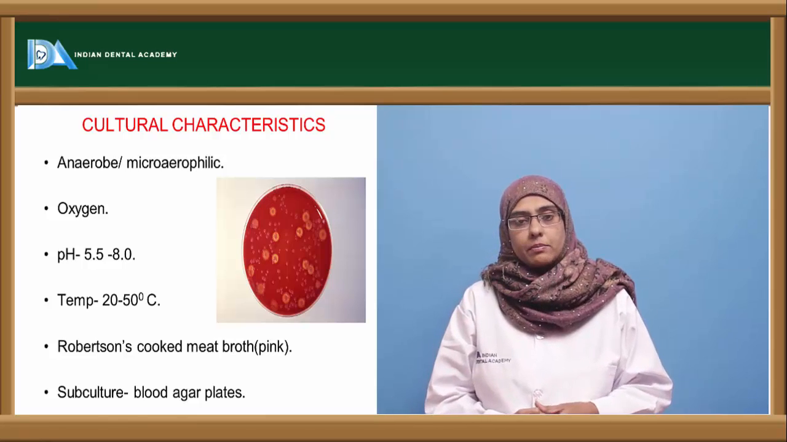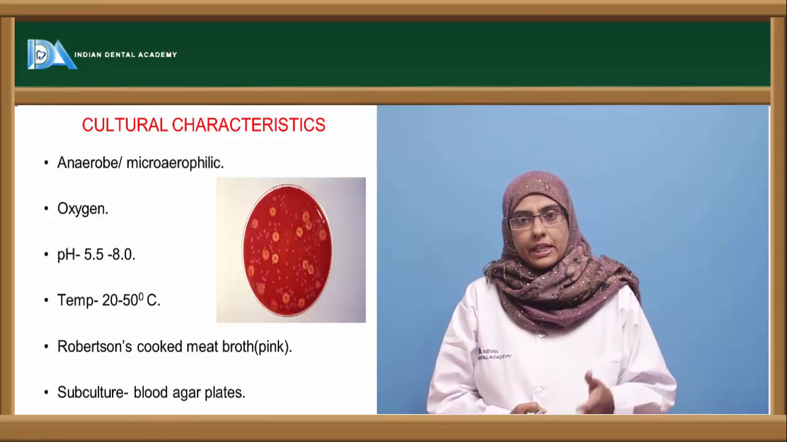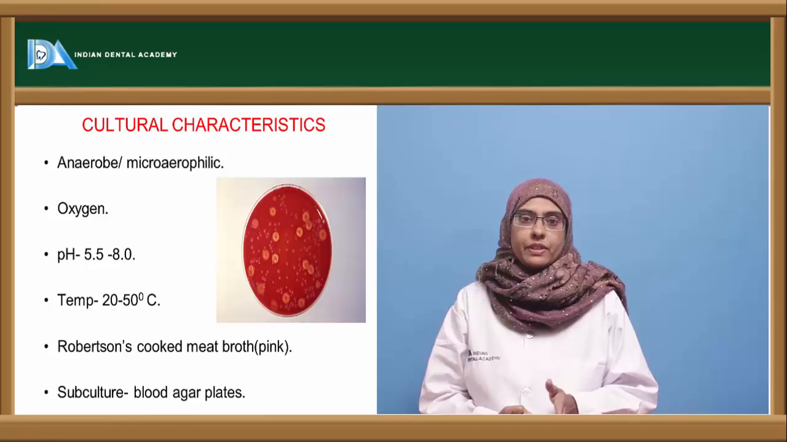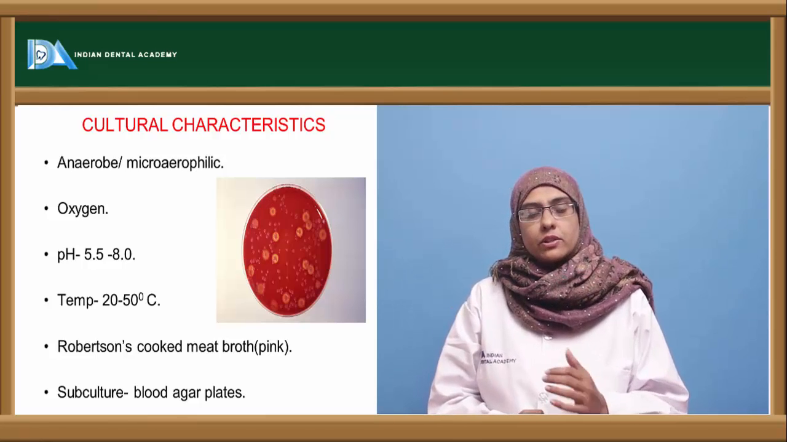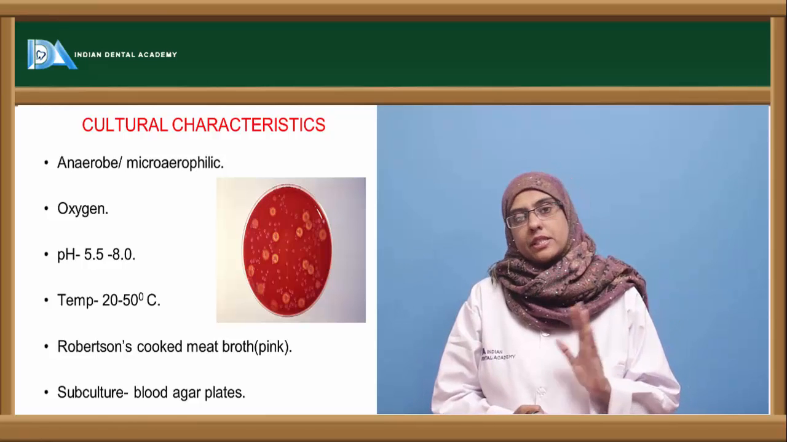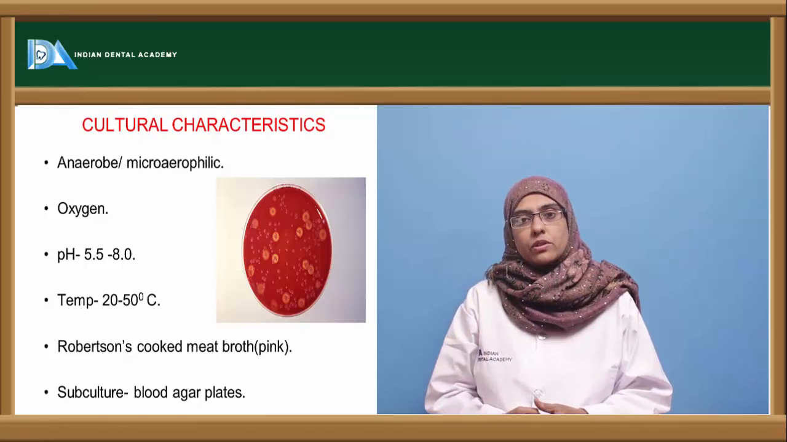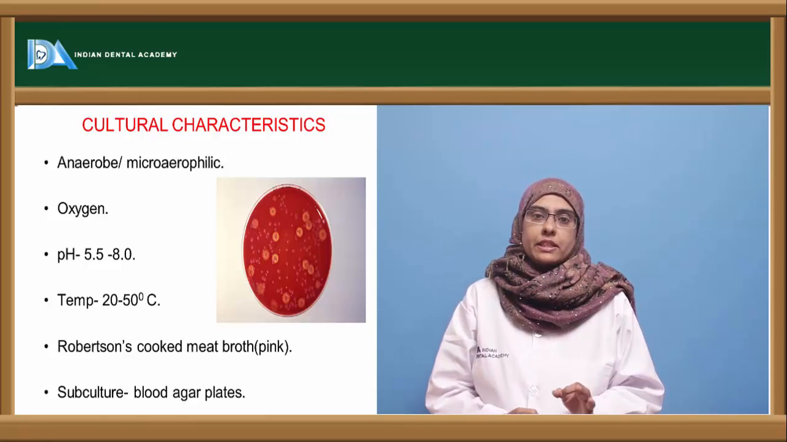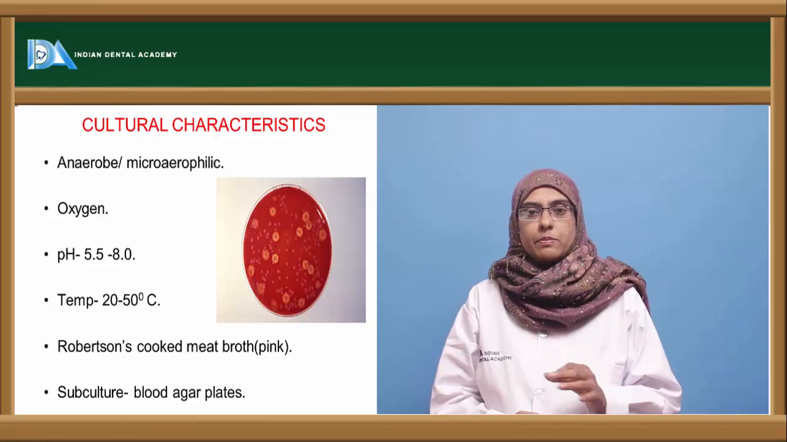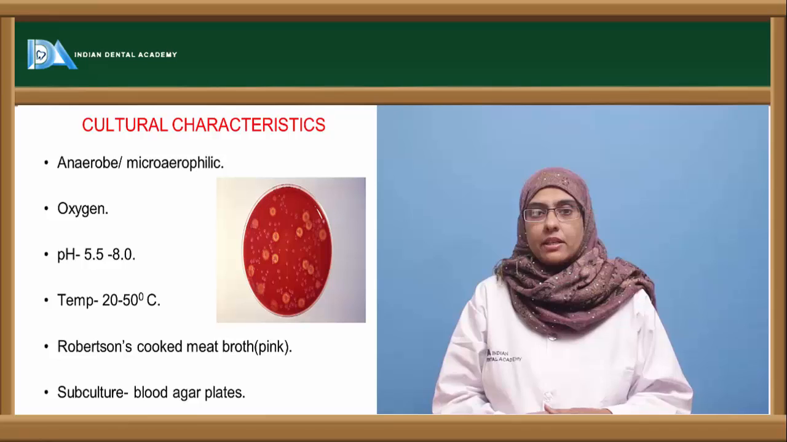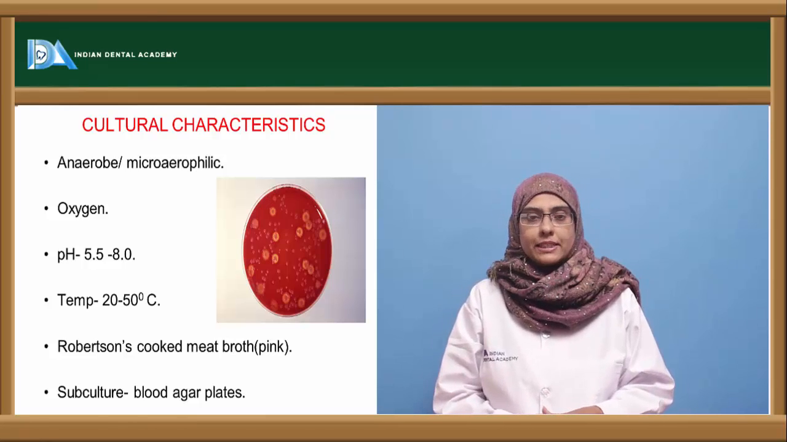Coming to the optimal pH at which they satisfactorily grow, it is around 5.5 to 8, and the temperature is 20 to 50 degrees. That is, there is a variation among the different groups of organisms, and you can isolate this organism in a temperature ranging from 20 to 50 degrees centigrade. But the optimum temperature for the growth of this organism is 35 degrees centigrade, and if you want to grow them as a pure culture, 45 degrees is the perfect temperature at which this organism can grow. And the generation time of this organism is less than 10 minutes.